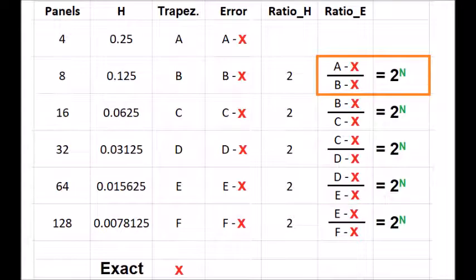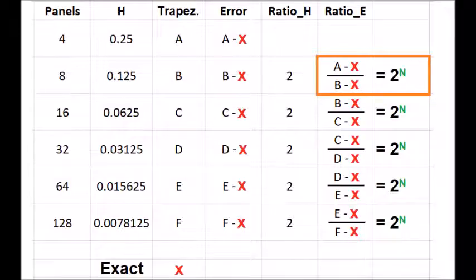Now let's revisit the table we just saw, except this time we are going to pretend that we don't know the exact value. This is often the case in practice. The great utility of methods like these is that we can numerically integrate functions that are otherwise difficult or impossible to integrate exactly. Notice we still double the number of panels from one row to another, and the mesh size h is cut in half each time, just like before.